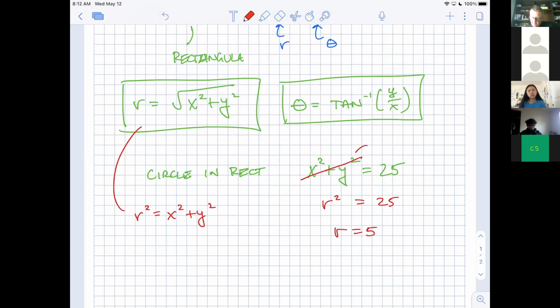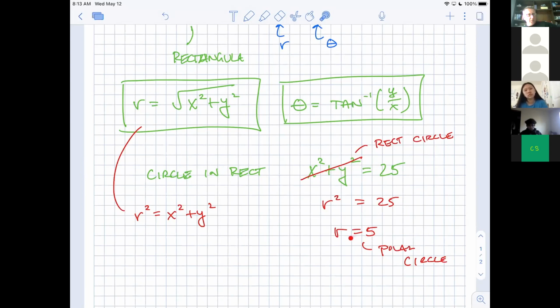So this is a rectangular version of a circle. This is the polar version. Notice how simple that is. And if you think about it, that actually makes perfect sense. We need a bunch of points graphed. In the rectangular version, I need a bunch of points graphed where x squared plus y squared is always 25. You find any x and any y that make that true, boom, graph the point. It'll make a circle.